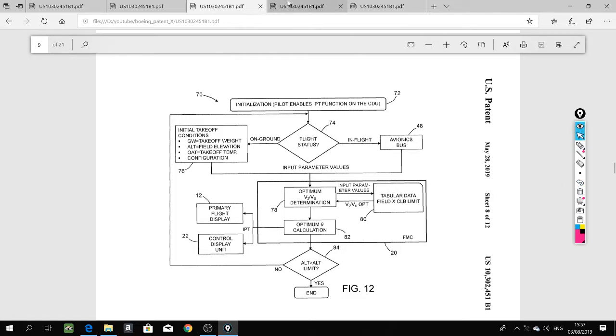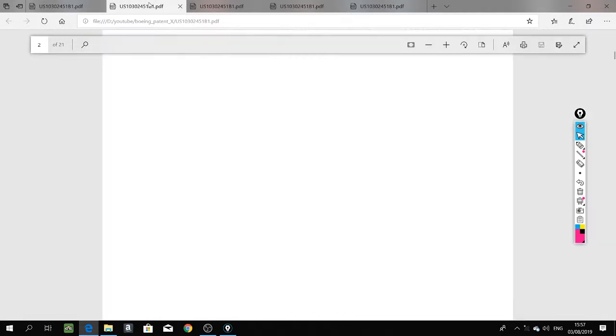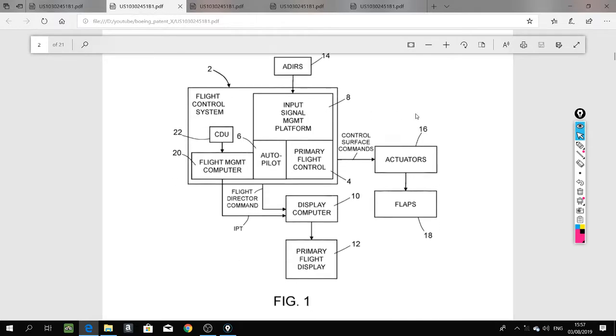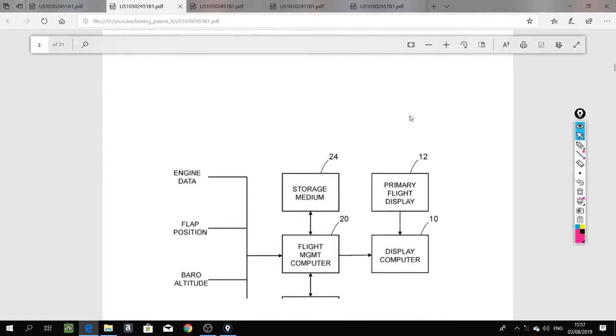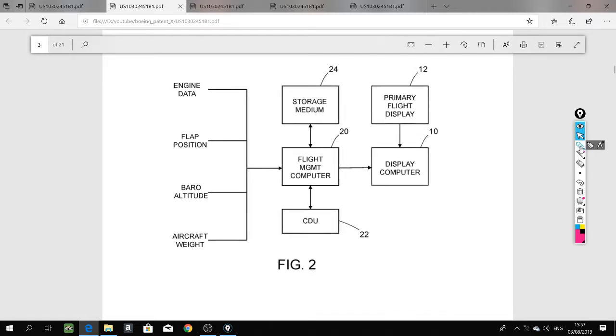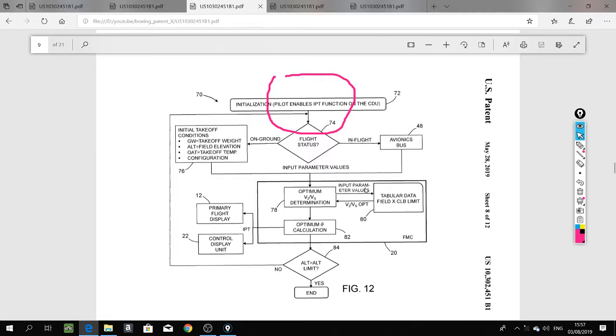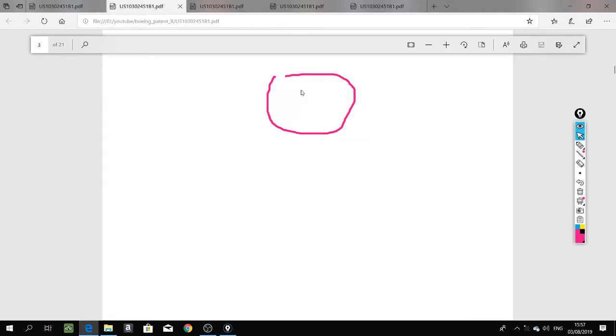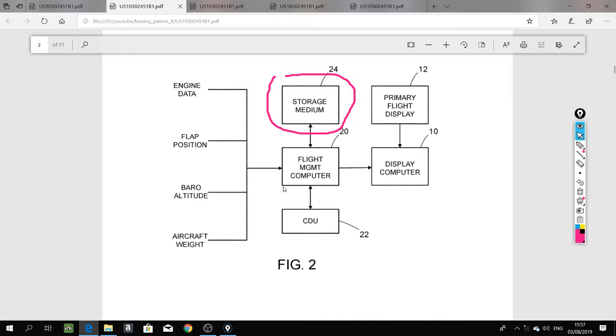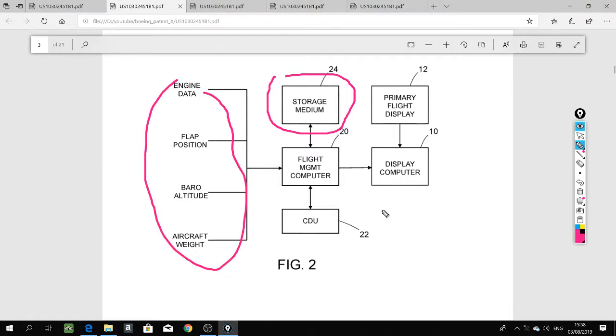So we come to this point again. I come to this diagram here, right? So wait a moment. So yes, here the set of graphs are stored, right? So these graphs which we were talking about, sorry, this tabular data is stored here. It is accessed by the flight management computer. It is combined with the sensory data and the engine data, and then it determines the initial pitch angle and displays it to the pilot, and the aircraft is configured in that pitch angle, right?